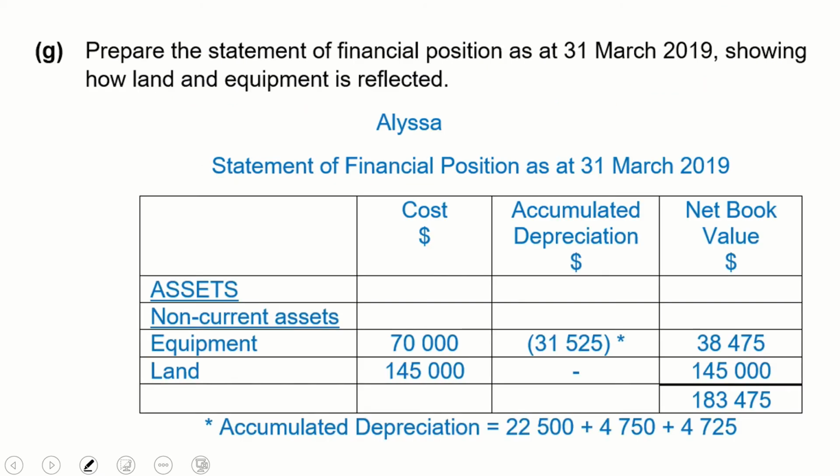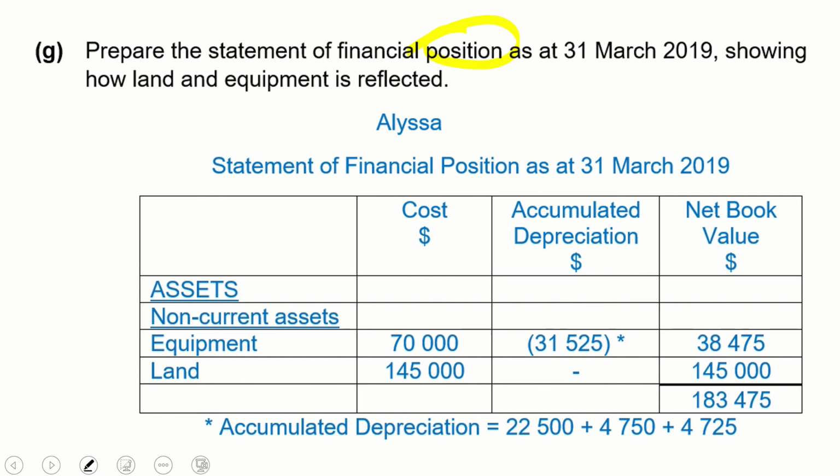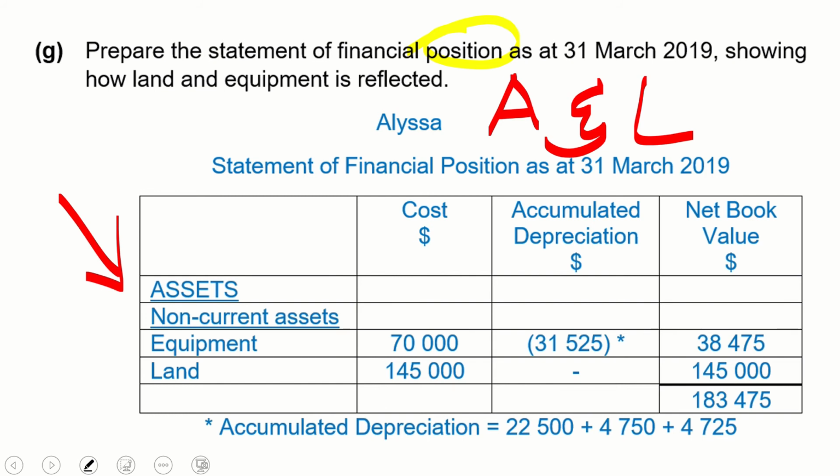For G, you are asked to prepare the statement of financial position. Now, what is reflected in the statement of financial position? Assets and liabilities are reflected. In this case, only the non-current assets are reflected. You want to show how land and equipment are reflected, so the three columns are important: cost, accumulated depreciation, and net book value.